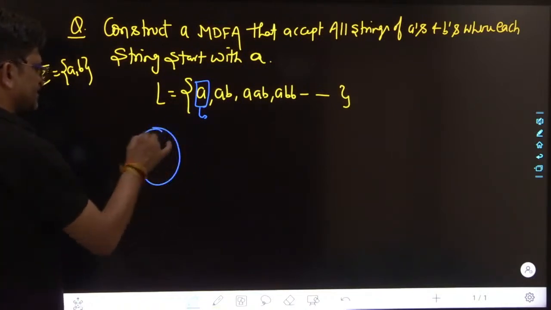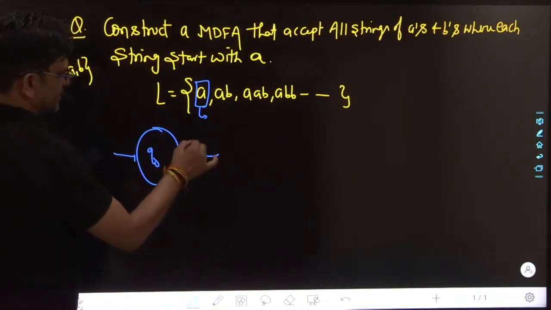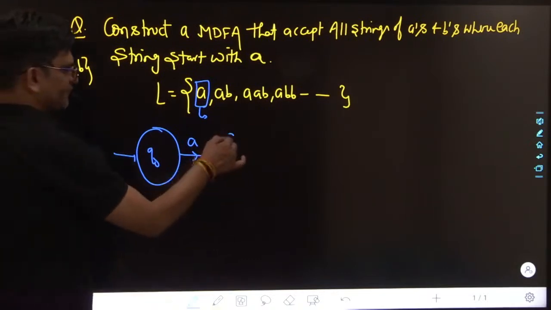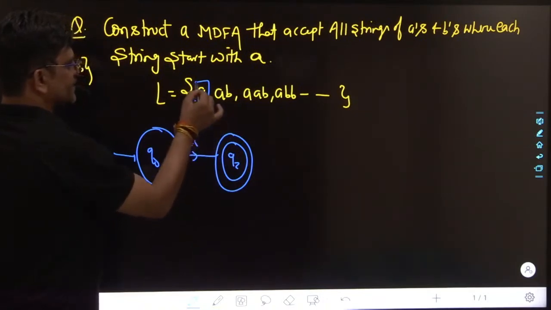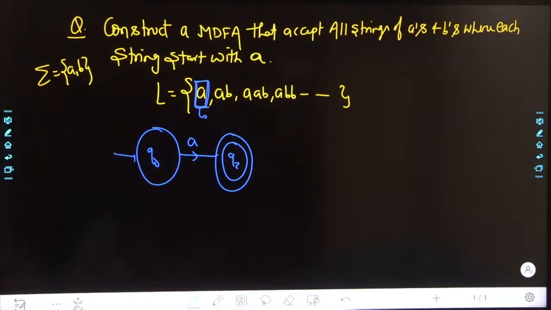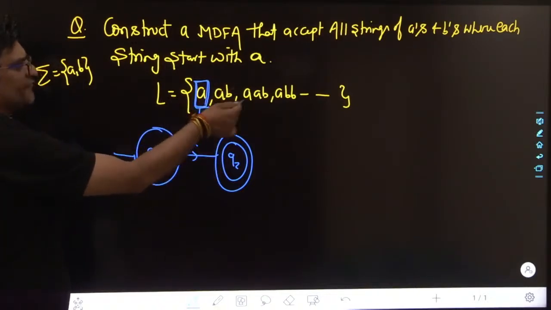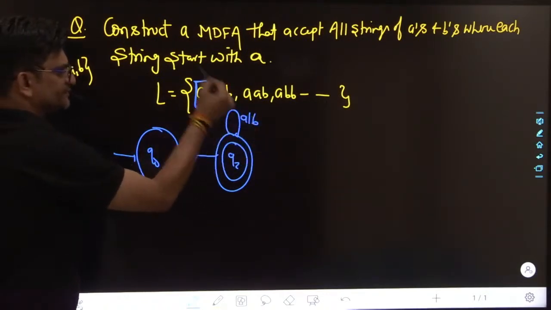So this is the initial state, Q0. Whenever we read A on the initial state, it goes to the final state. Why? Because our language contains this string. If the language contains this string, then the DFA accepts this string. So this is our skeleton. After A, any number of A's and B's are possible. So we make a loop on this state.